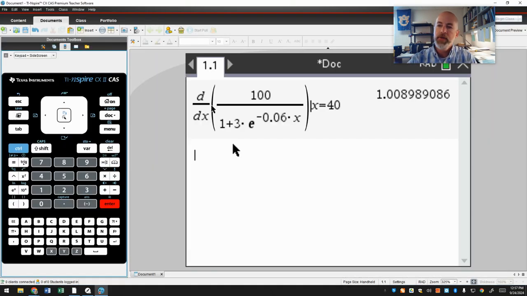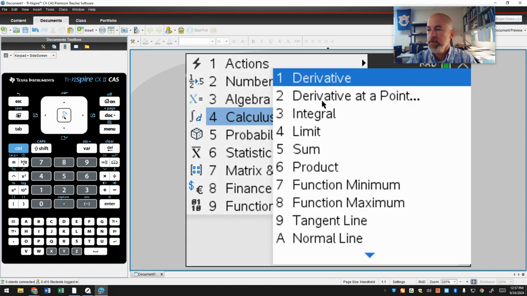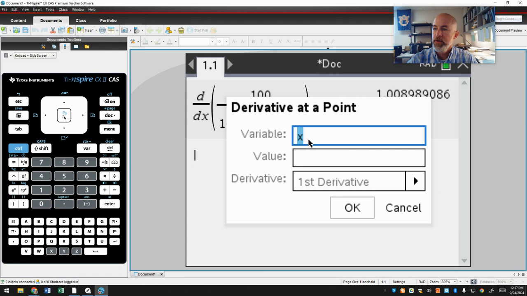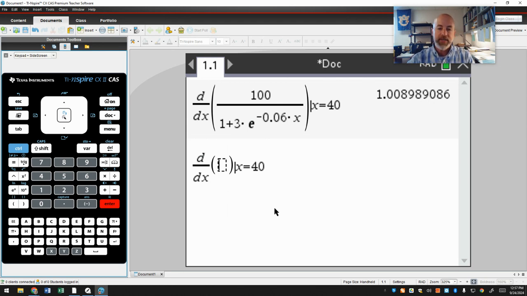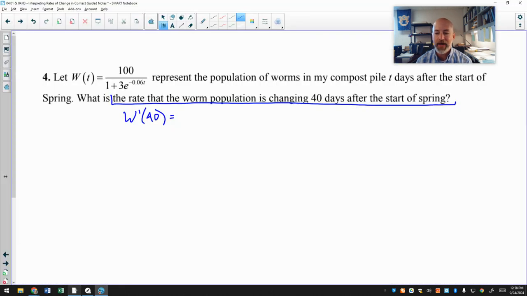And on the Inspire, if you don't know how to do this, you open up your derivative at a point command by doing menu, calculus, derivative at a point. It'll ask you what variable you want to use. I almost always stick with x, even if t is a written variable on paper. You press enter, and then all you have to do is enter the function, and I have already done that. The answer is 1.0089. And in AP Calculus, as long as your answer is accurate to the third decimal, you are good, so that would be accepted. You can round that to 1.009 if you so desire.